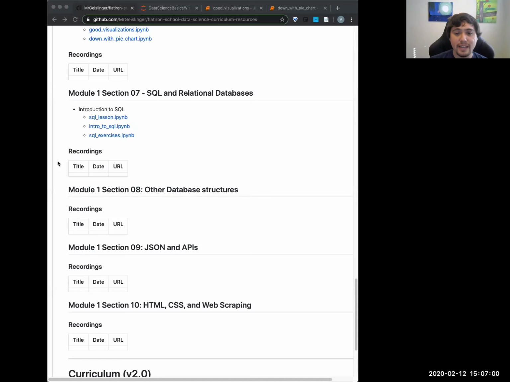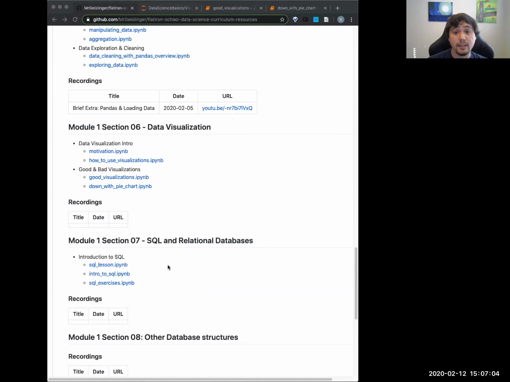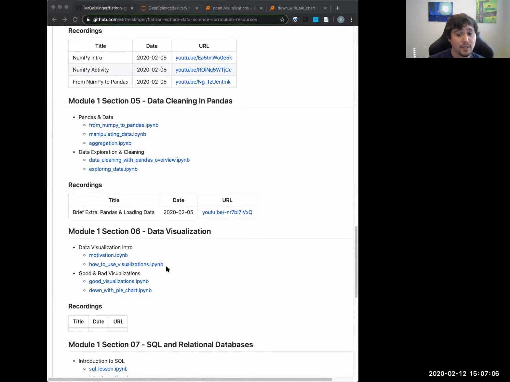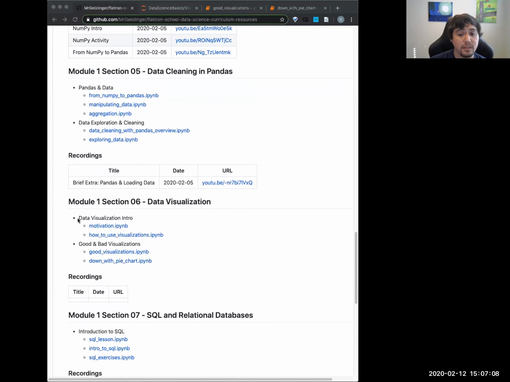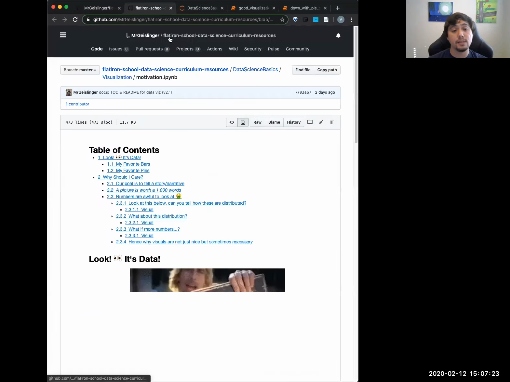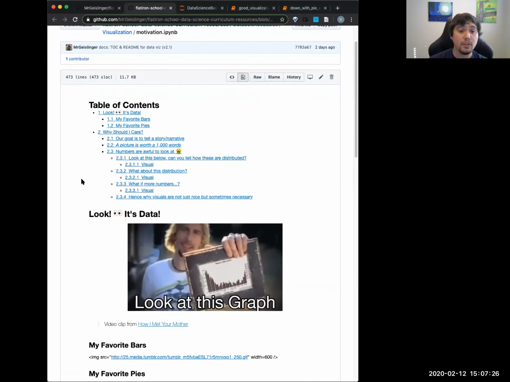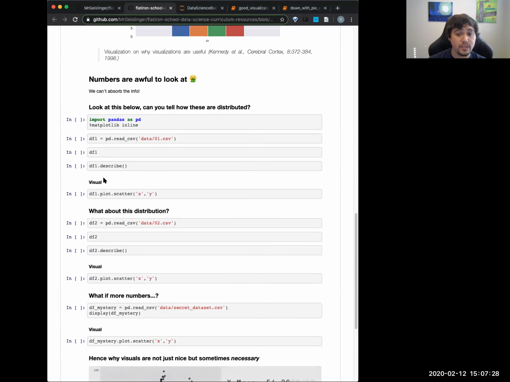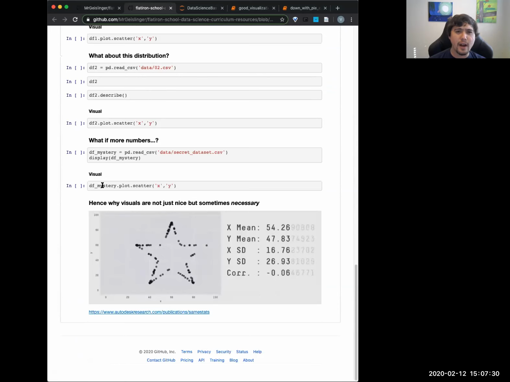Okay, so last time we talked more about pandas and data cleaning and stuff like that. And then in the second half, we talked about some data visualization, like the motivation and how to use visualizations. The reason why you use data visualization is, one, you can convey information, called explanatory visualizations, but you also might have more exploratory visualizations, things that you're using to figure out something about your data.